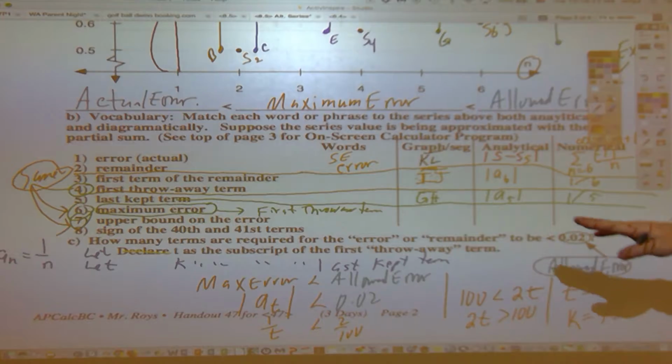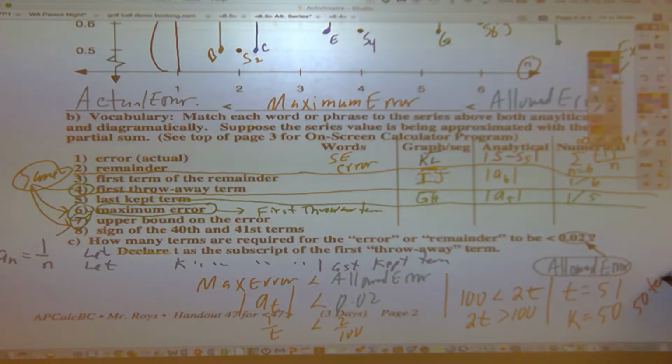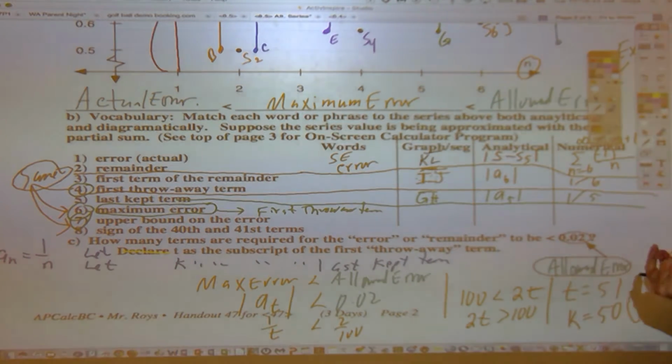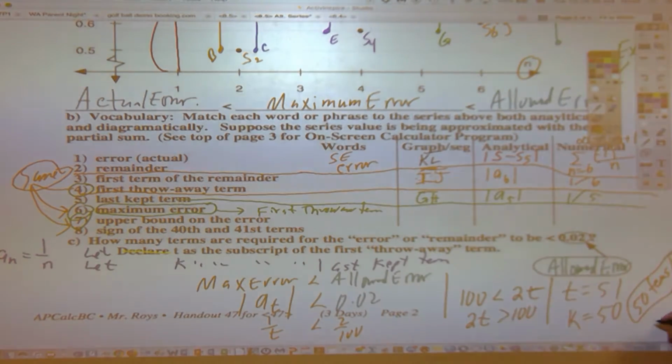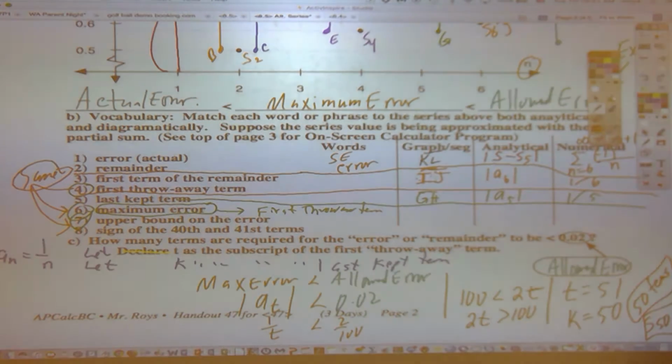So when they ask how many terms are required: if we keep 50 terms, then we're guaranteed that our approximation will have an error of less than 0.02 from the truth. That is 50 terms. Basically, S sub 50 will be our approximation. Add up the first 50 terms. That's going to be the hardest part of the homework, deciding how many terms you need to approximate the series. Let's do another example. Next page.